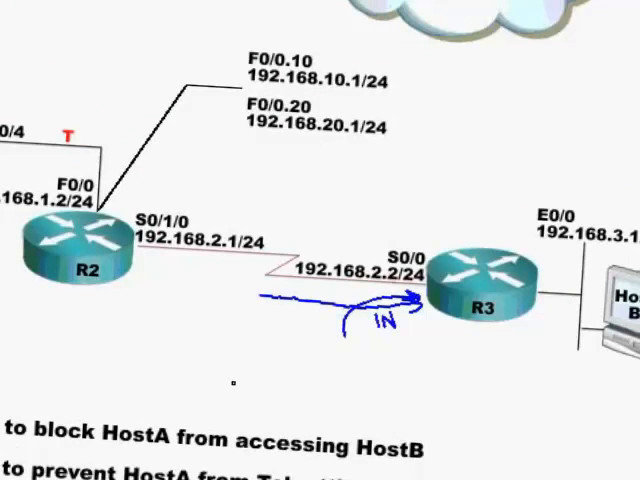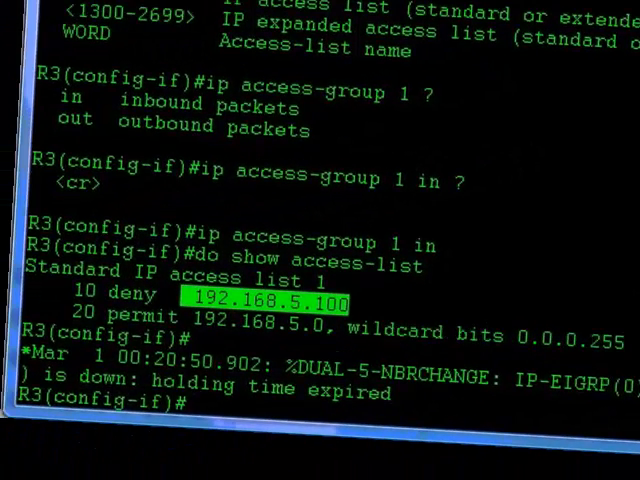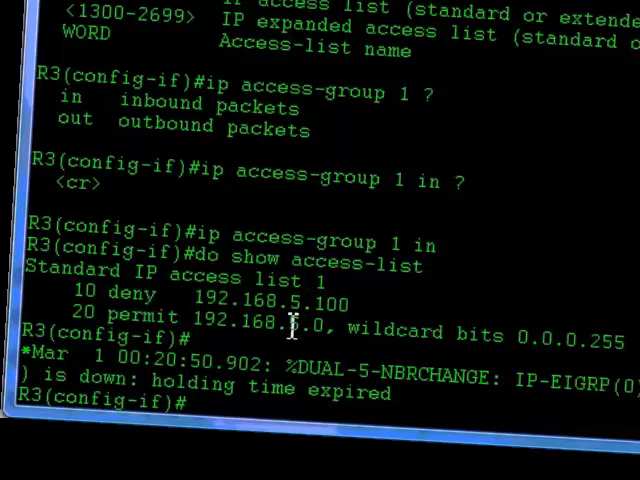So we have 2 routers here that are neighbors, and they're not communicating anymore because of the implicit deny. So you have to be very careful with the implicit deny. Hello packets are no longer being received from router 2 to router 3. Because router 2 starts with 192.168.2 and not 5, the connection is being severed thanks to implicit deny.